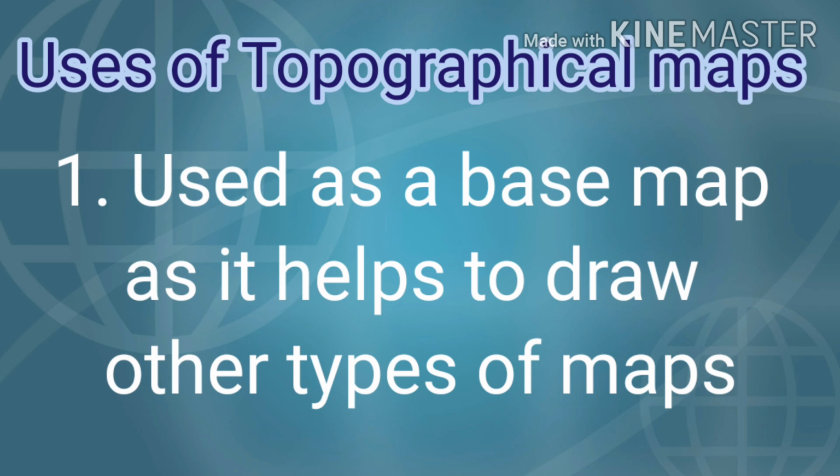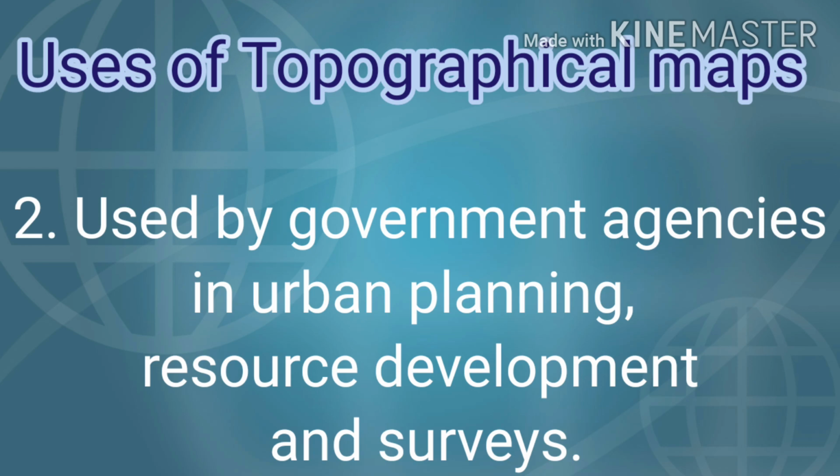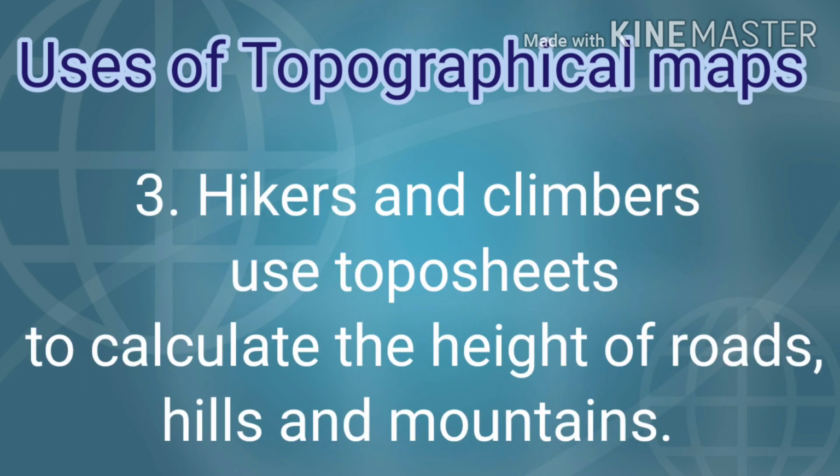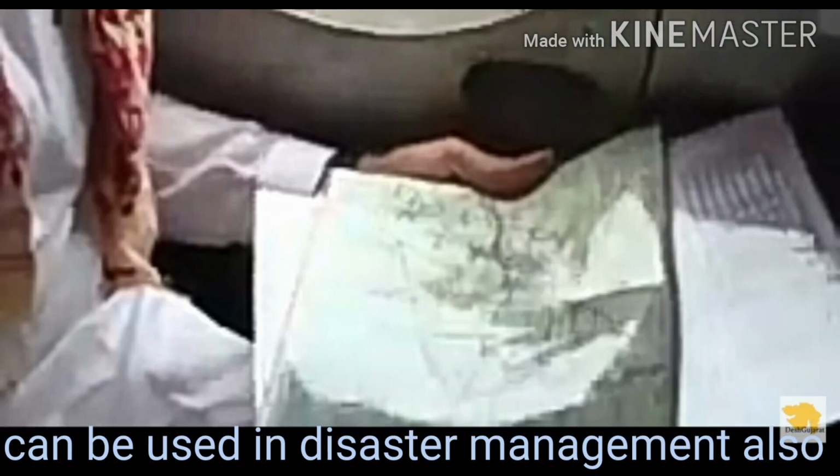What are the uses of topographical maps? A topographical map is generally used as a base map as it helps to draw other types of maps. It is used by government agencies in urban planning, resource development and surveys. Hikers and climbers use topo sheets to calculate the height of roads, hills and mountains. When our Prime Minister visited cyclone affected areas of West Bengal, he was looking at a topographical map. You also may have watched it.